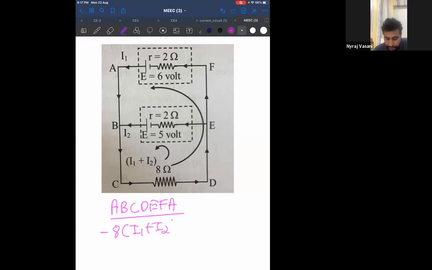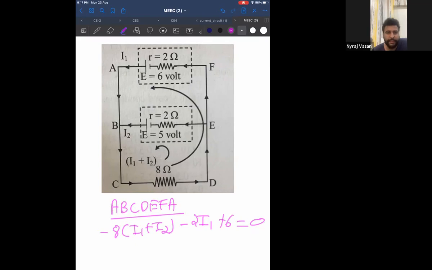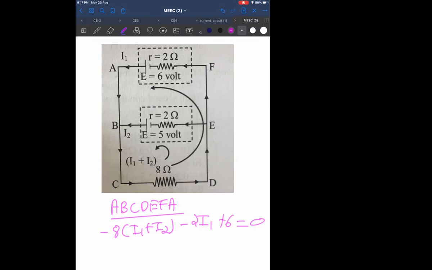Correct. Okay, then. Same for DE and EF, where there will be no voltage, and since the current in FA is in the same direction as we are reading, it will be negative. We get the negative sign, so it will be -2I1, and it is the negative terminal, so +6. Excellent. Correct. Everyone getting this answer? Yes, sir.